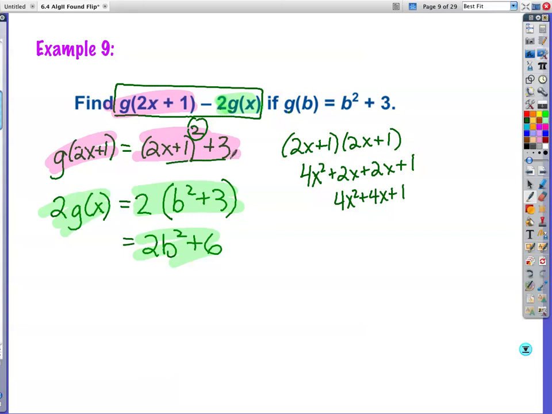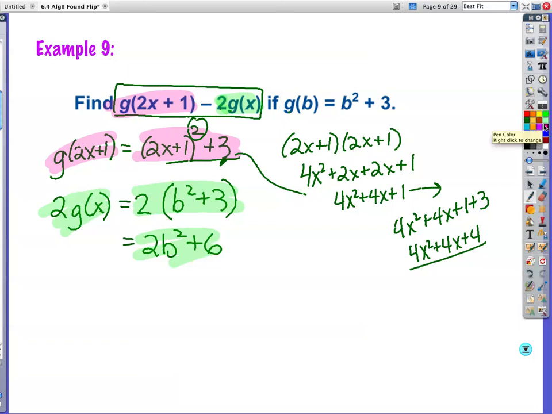So really this function right here is actually 4x squared plus 4x plus 1, but then I have a plus 3. 4x squared plus 4x plus 4 is what that is. Now, I'm going to take this as my pink function, right? Wow, that's a lot, you guys, isn't it? Pink function. And I'm going to still minus the green function. I haven't even done what I set out to do yet. So here I go. 4x squared plus 4x plus 4.